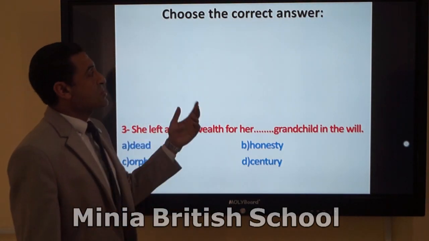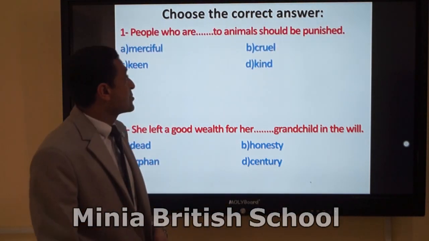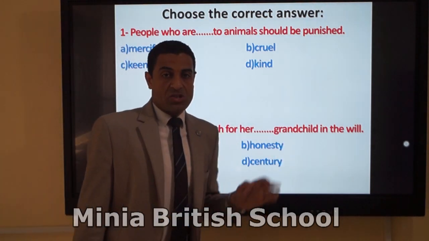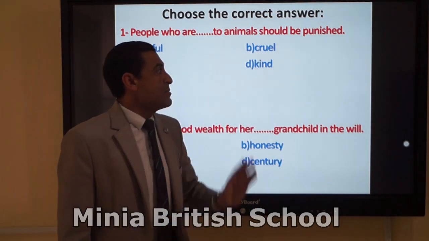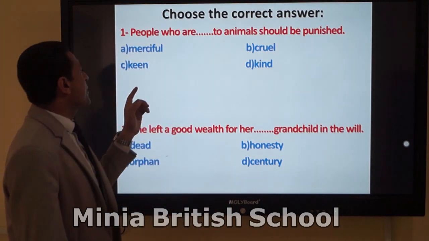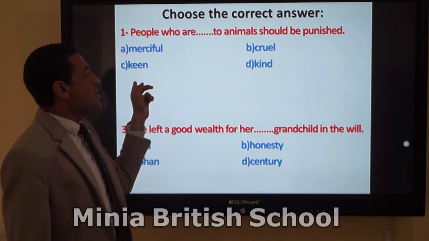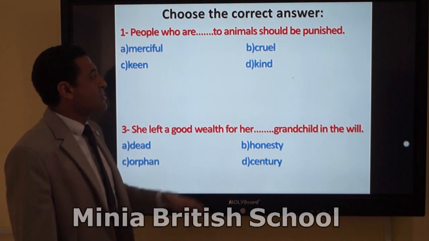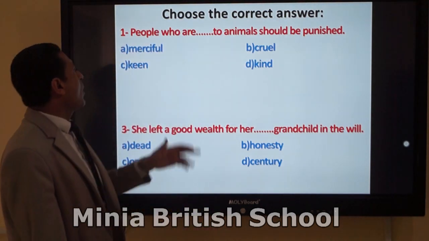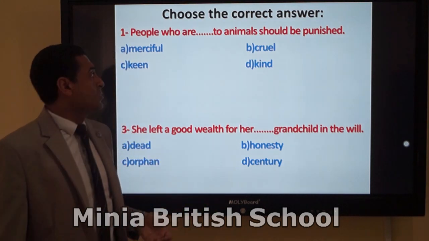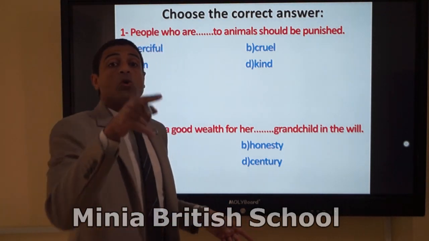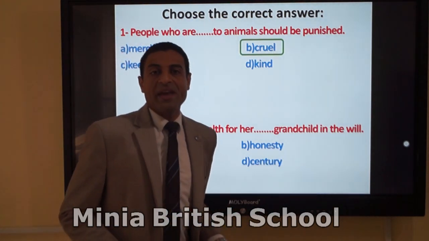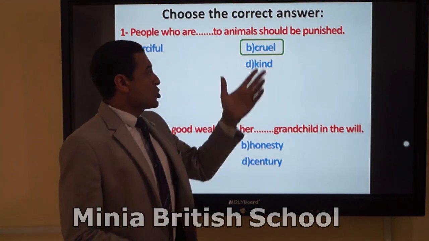So here, let's check this one. Choose the correct answer, a kind of exercise. People who are ___ to animals should be punished. So here, merciful, cruel, keen, or kind. Can I say people who are kind to animals should be punished? Of course not. Who are merciful? No. Of course, people who are cruel. Yes, very good. Who are cruel, who are dealing in a bad way with these animals should be punished.